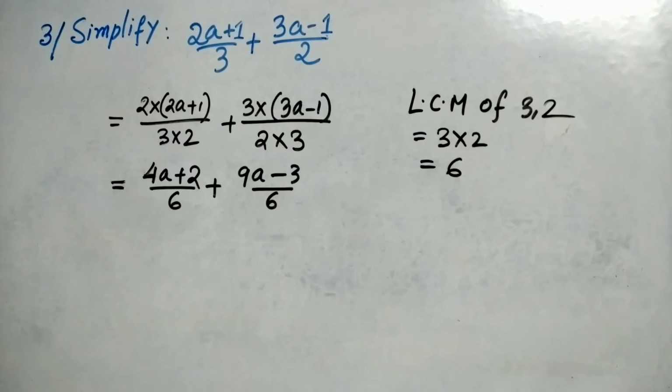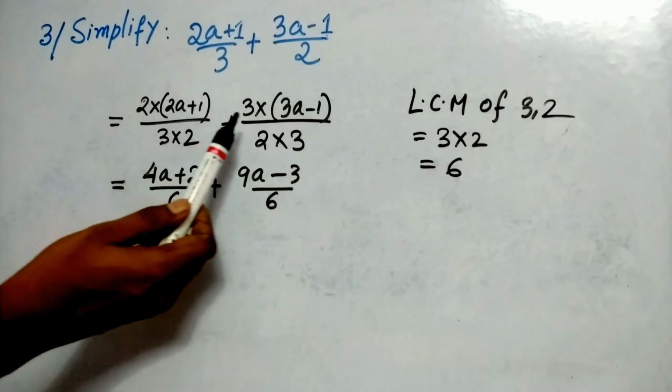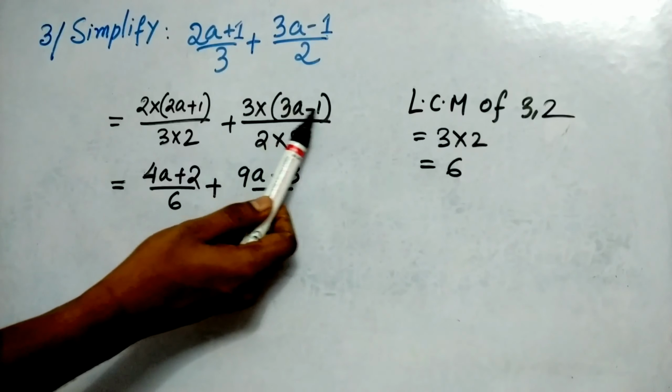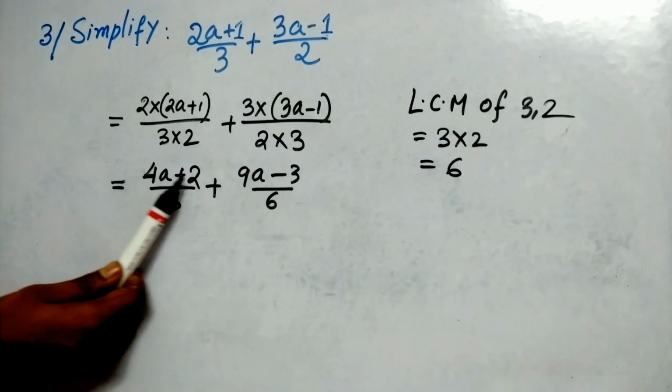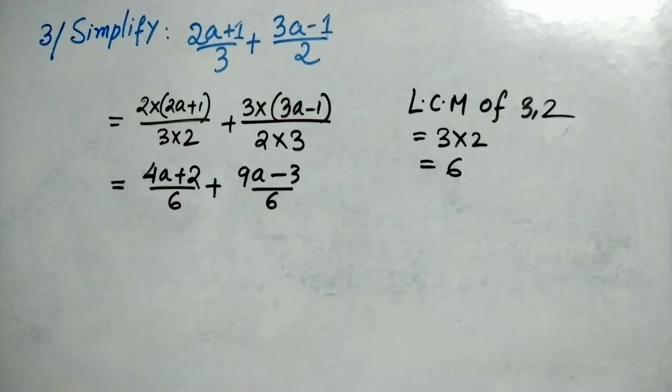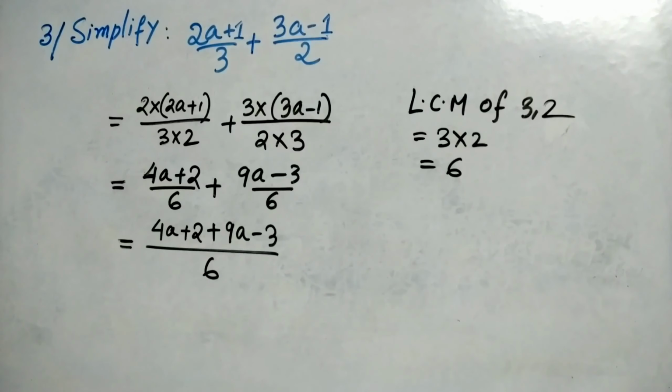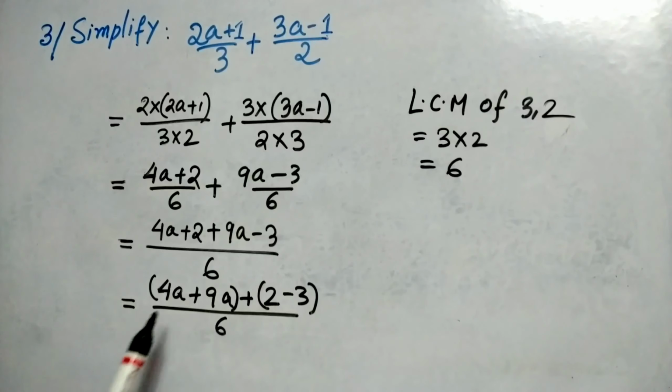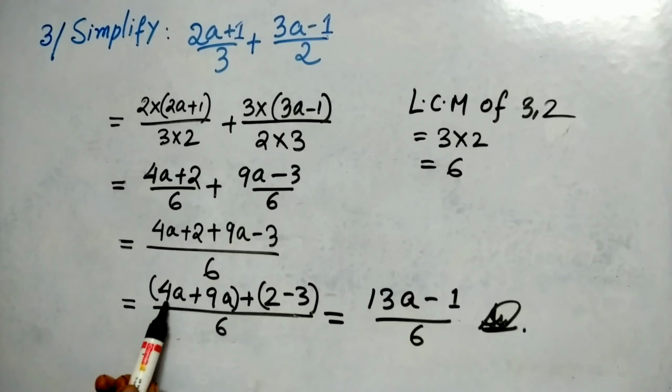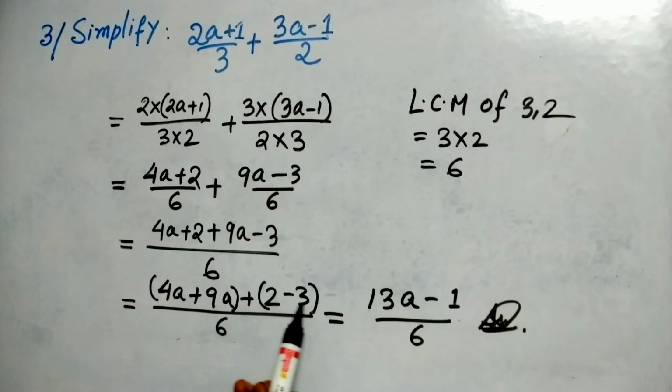Now we shall open the bracket by multiplying this 2 with all the terms in the bracket, and here this 3 with all the terms in the bracket, and we have got here (4a + 2)/6 and (9a - 3)/6. As we know, if the denominators are equal, then we can write the numerators in a row over that. Now we are writing the like terms together in a bracket. So after calculation we have got 4a + 9a is 13a and 2 - 3 is -1, and in the denominator it was 6, so it has come here, and this is the answer.